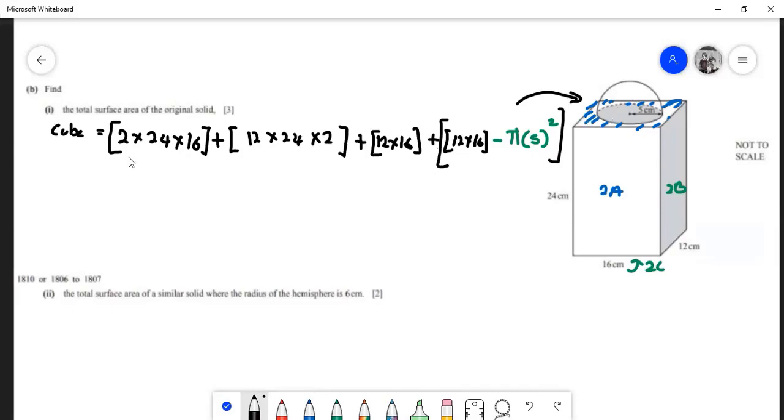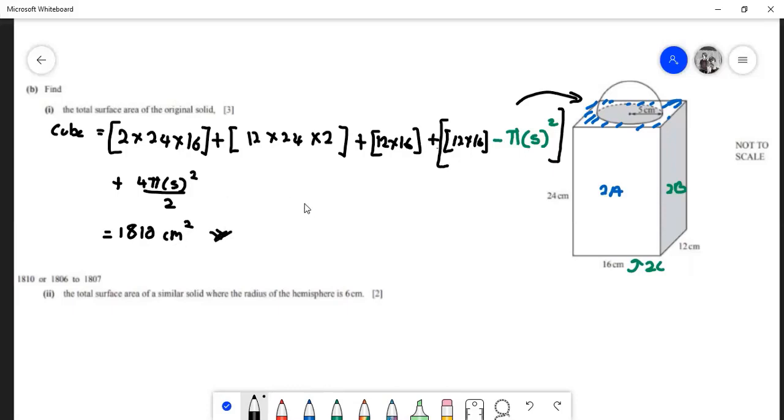A whole sphere area is actually 4 pi r square. Since this is a hemisphere, we're going to put 4 pi 5 square divided by 2. All this you can just press on your calculator. You should get 1810 cm square as the total surface area.